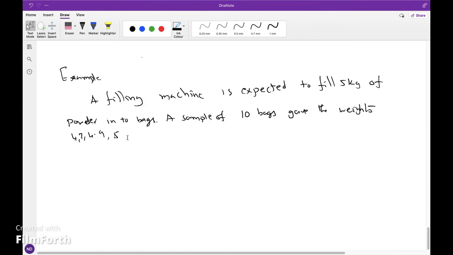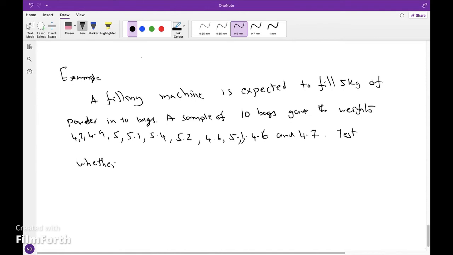So another example. 5.1, 5.4, 5.2, 4.6, 5.1, 4.6 and 4.7. Test whether the machine is working properly.